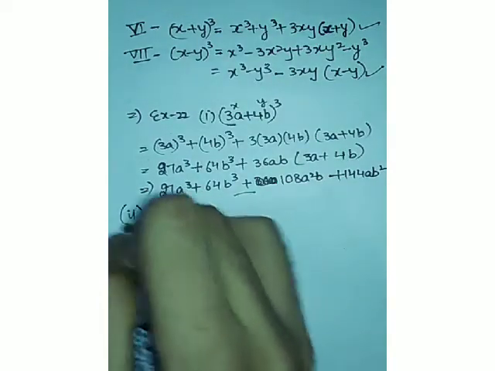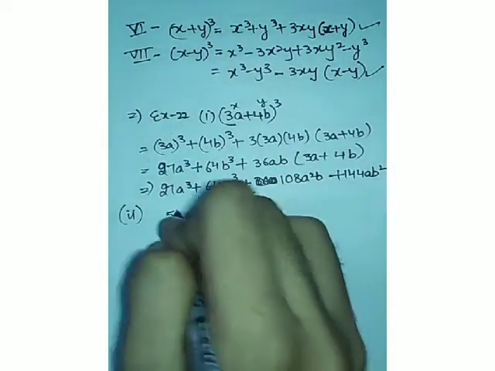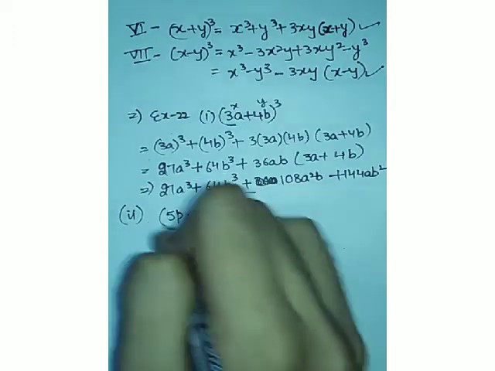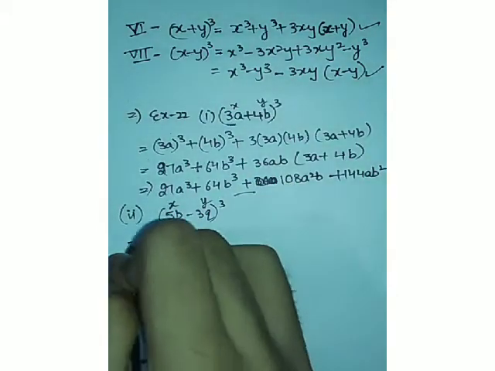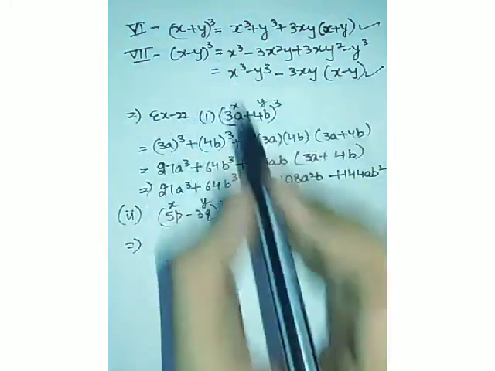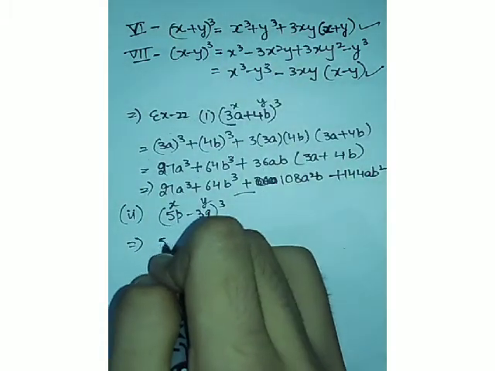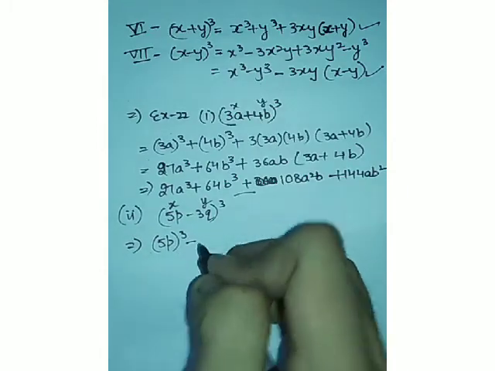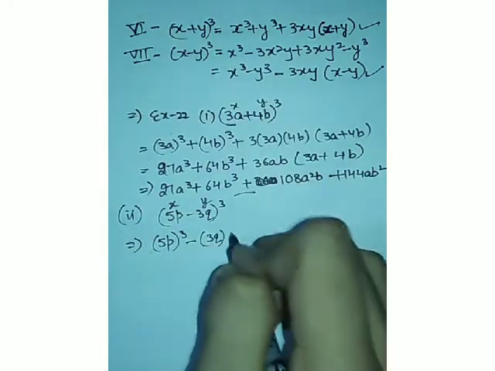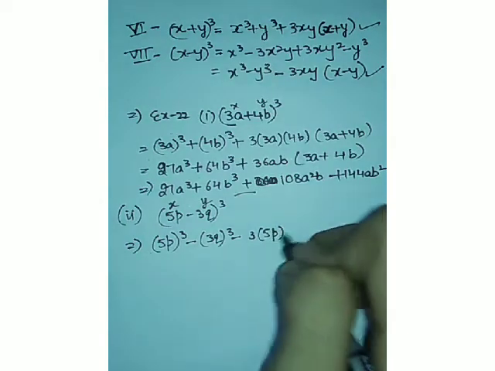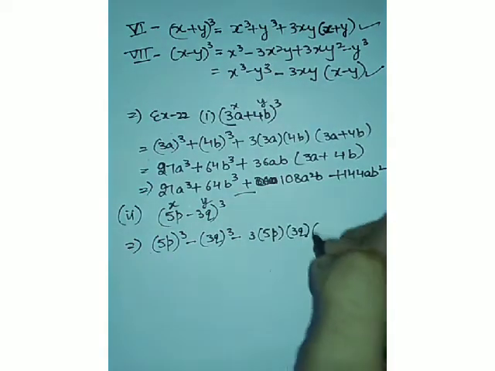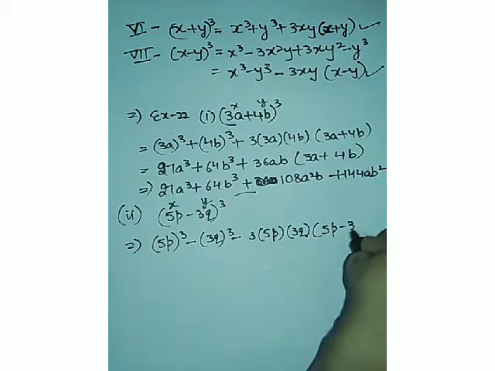In this second part, we have to expand 5p minus 3q whole cube. Now this is our x, this is our y. Simply apply identity number 7, this one: 5p whole cube minus 3q whole cube minus 3 times 5p times 3q times 5p minus 3q, right?